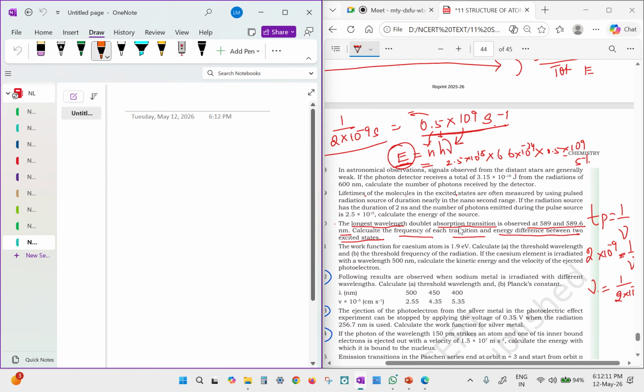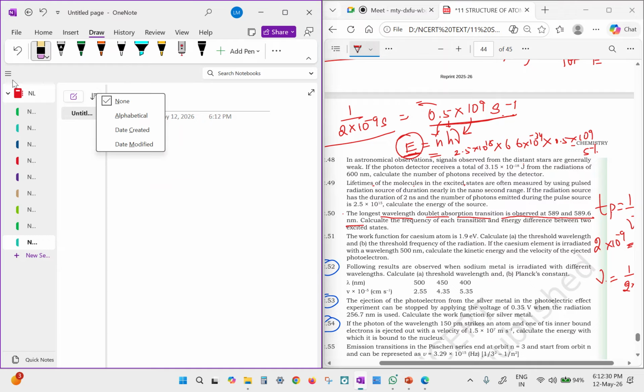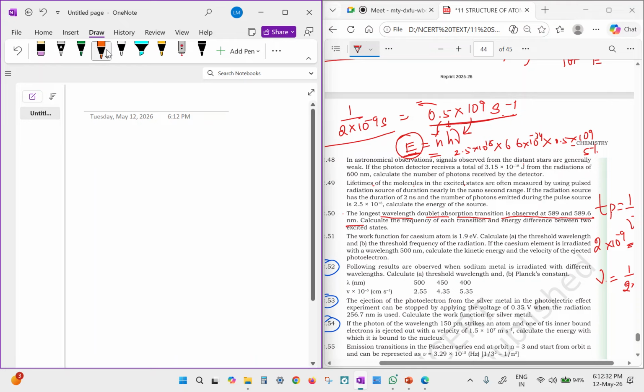See, the longest wavelength doublet. Forget about all these stories. The longest wavelength doublet absorption transition is observed at 589 and 589.6 nanometer. So lambda 1 is supposed to be 589 nanometer and lambda 2 is supposed to be 589.6.